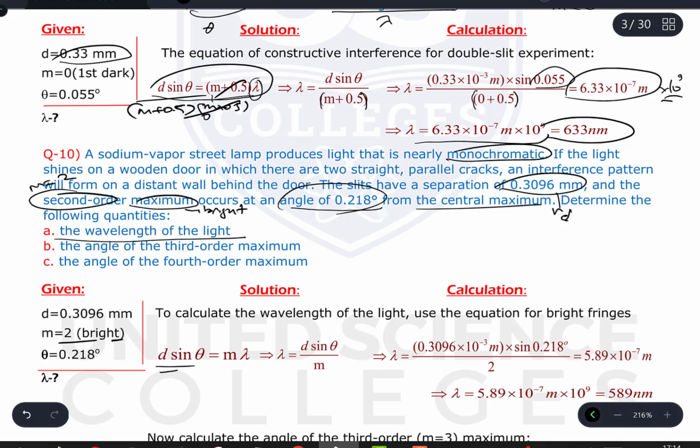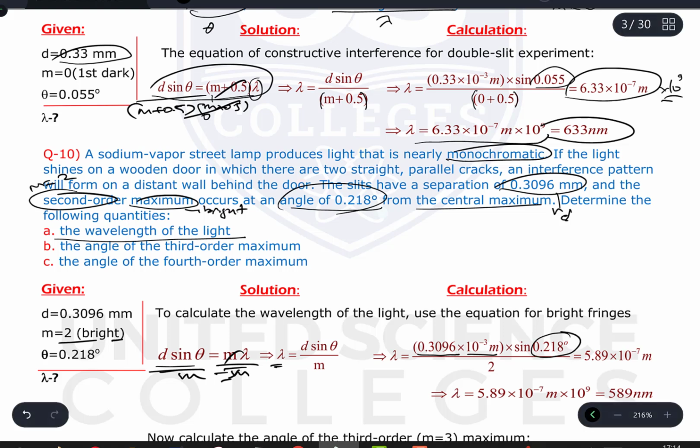So this is the equation for constructive interference for a bright fringe: d sine theta equals m lambda. Because you will calculate lambda, divide both sides by m. So lambda is going to be d sine theta over m. This is given in the question in millimeters. It must be converted to meters by multiplying by 10 to the power negative 3 meters.